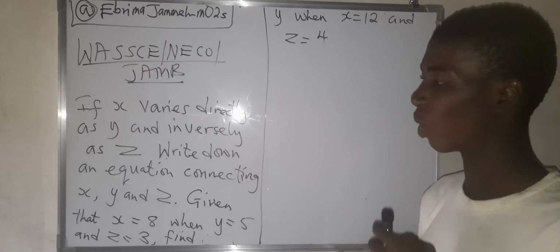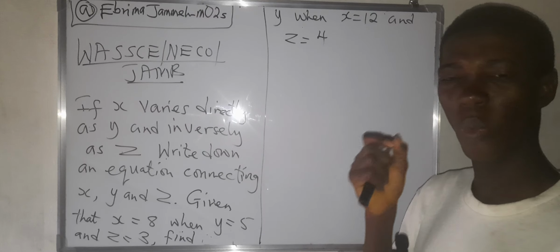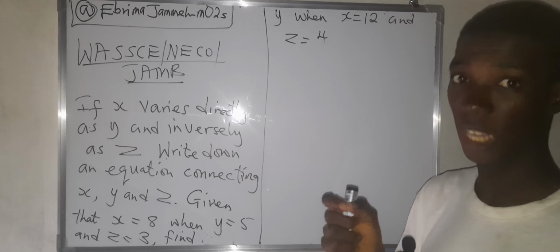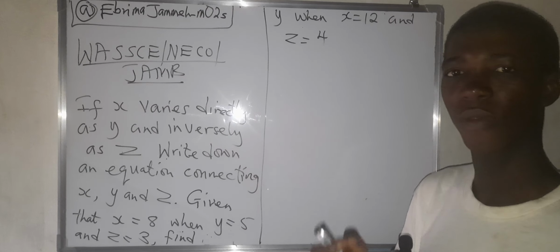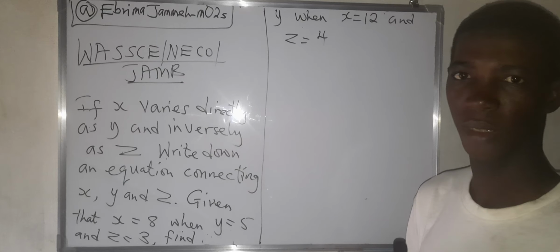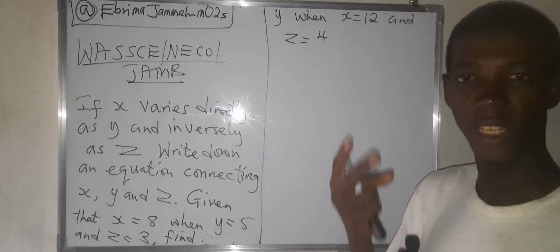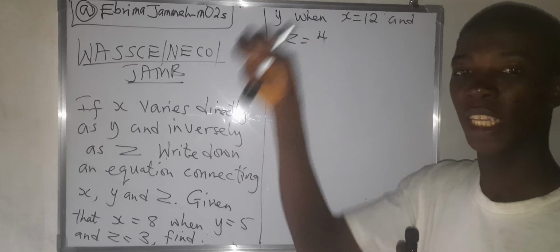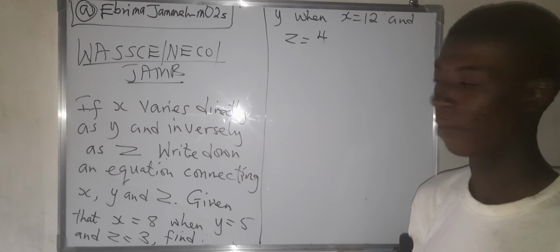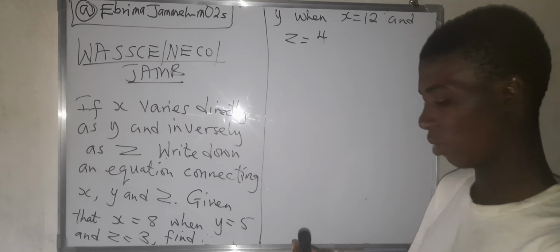Now, if you look at this question very well, you need to know what kind of variation this is. This is a joint variation, that is, a combination of two variations: a direct variation and an inverse variation. Now, let's analyze this question.